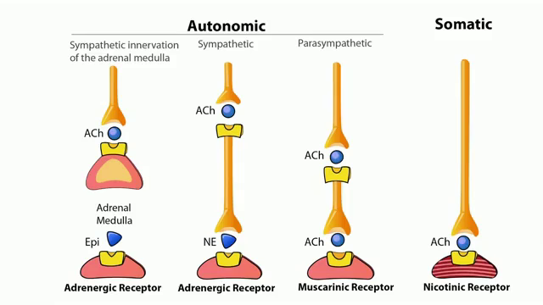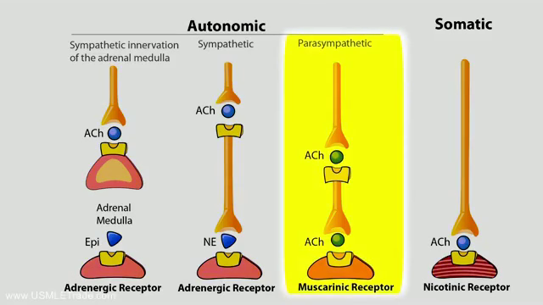Now, the primary neurotransmitter of the parasympathetic nervous system is acetylcholine. The preganglionic neuron will secrete acetylcholine to stimulate nicotinic receptors at the ganglion. Now, the ganglion will then secrete acetylcholine again, which will stimulate muscarinic receptors on the effector organs. And this is important to know because many drugs exert what is referred to as muscarinic or anti-muscarinic effects.